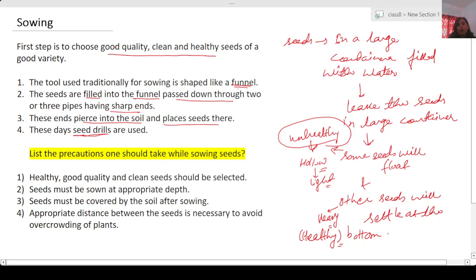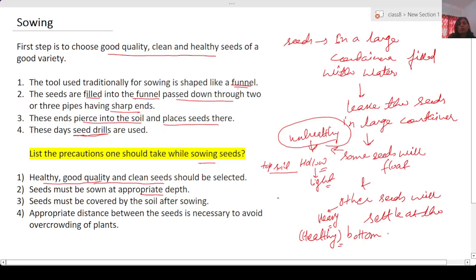Now, what precautions should one take while sowing the seeds? While sowing the seeds, the first step is the selection of healthy, good quality and clean seeds. This I have already explained to you. Second, they must be sown at appropriate depth, that is, at the right depth from the top of the soil. Suppose this is the top of the soil.